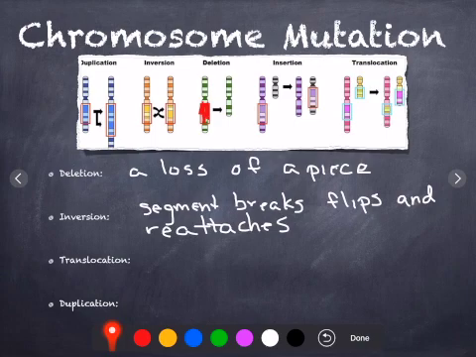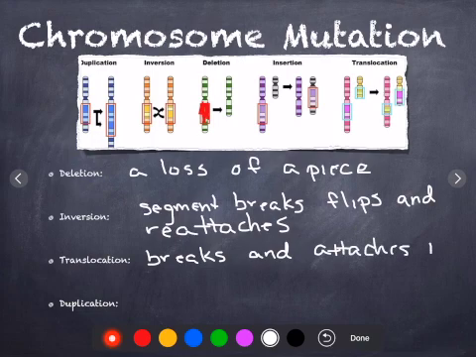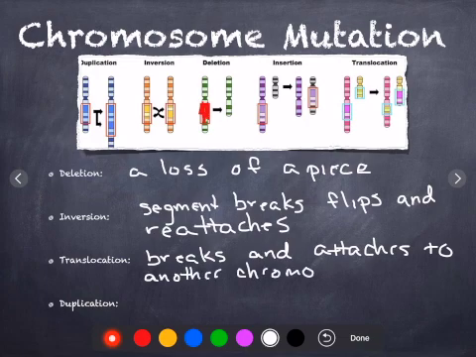Now, translocation is where a piece breaks off and attaches to another chromosome. So in translocation, you see the piece of the red, the piece of the yellow break off, and those two pieces switch with each other in translocation.